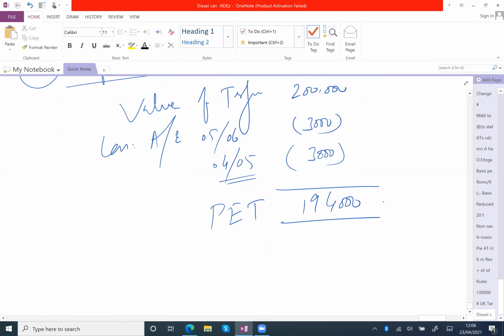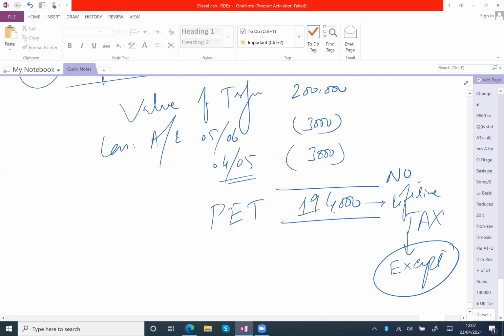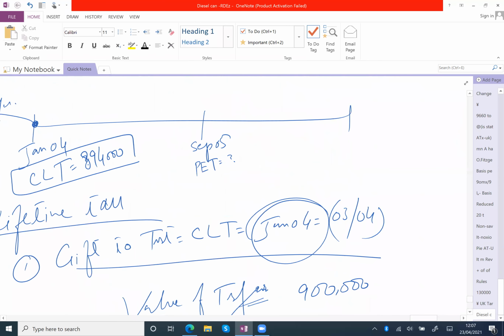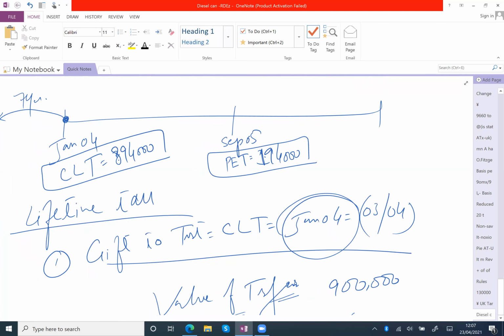And right now, there is no lifetime tax on PET. No lifetime tax, because IHT is exempt on the PET. No tax, no lifetime tax. So just write down the value 194,000 on the timeline. That's it. Now, after this gift, he died.